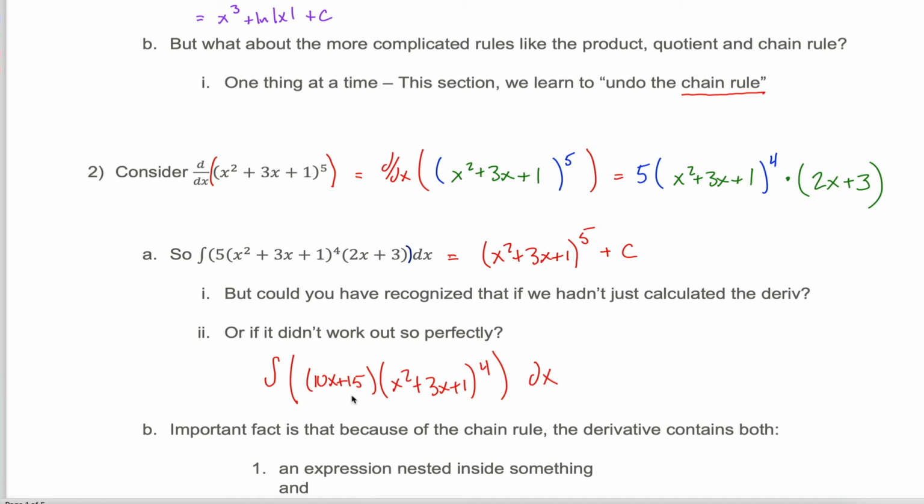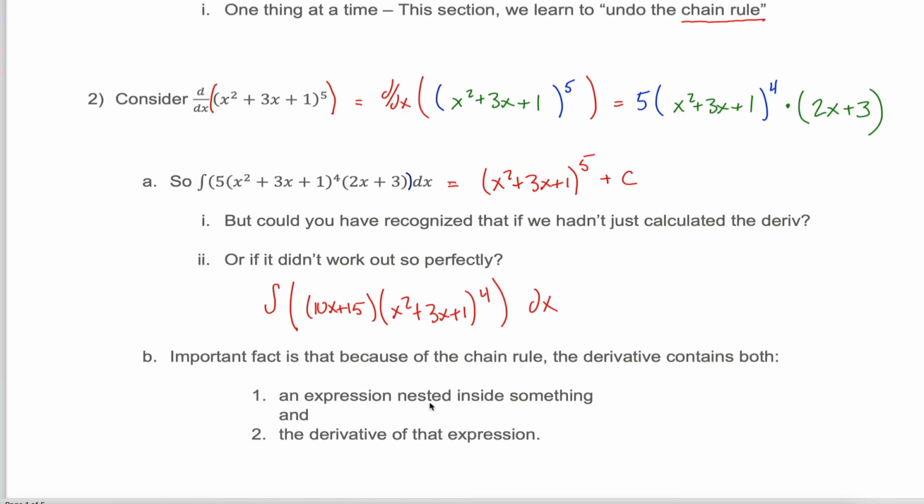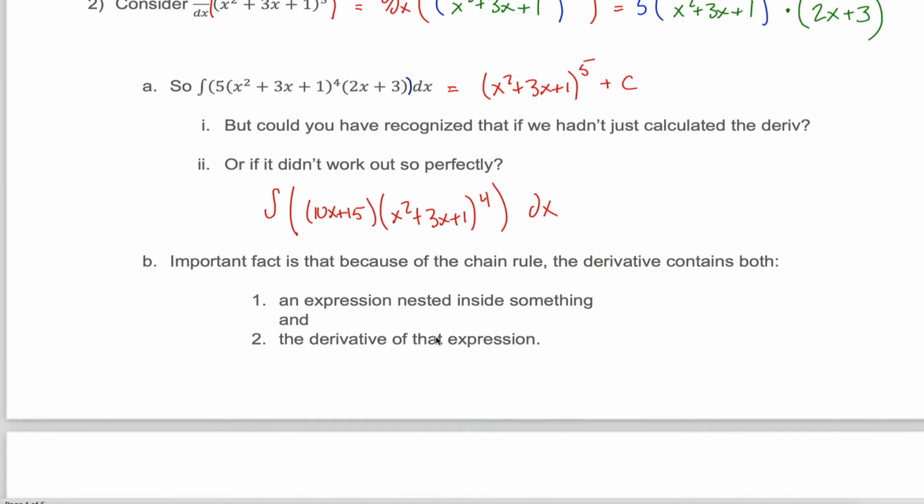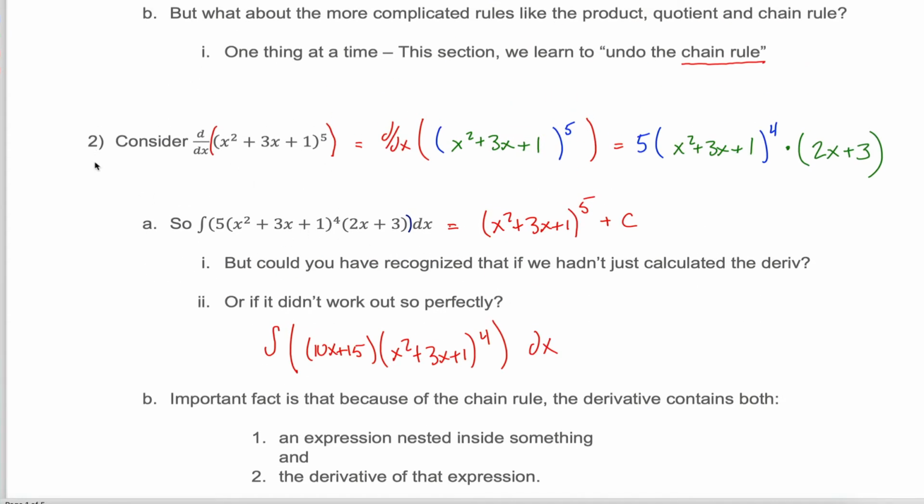Can you please just tell me how, if I see a problem like this on a quiz or something, I can figure out this antiderivative? I'm like, yeah, absolutely. The key for this problem, or any of these that we've done so far, is recognizing that the thing we're trying to take the antiderivative of, called the integrand, contains an expression, in this case x squared plus 3x plus 1, and it also contains the derivative of that expression, 2x plus 3.